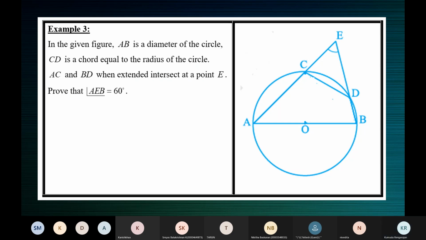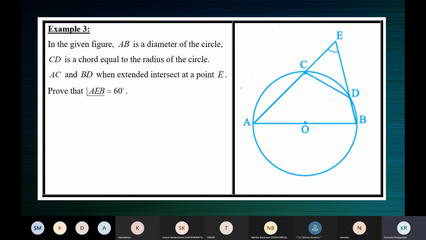So in the given figure, AB is a diameter of the circle. CD is a chord equal to the radius of the circle. So the length of CD is equal to the radius of the circle. AC and BD, when extended, intersect at a point E.